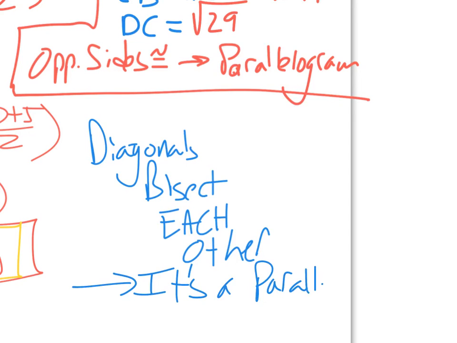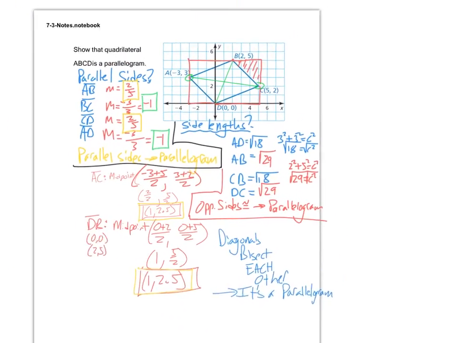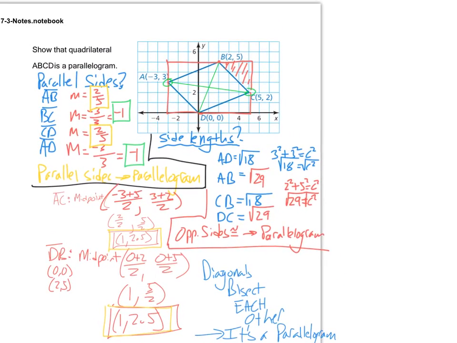Okay, so these are the ways to prove that it's a parallelogram. Okay, we got to show one of those things. Parallel sides, or side lengths, or diagonals to see that it's a parallelogram. So, all right, go for it. Try it out. Work on that assignment and use those coordinate proofs.